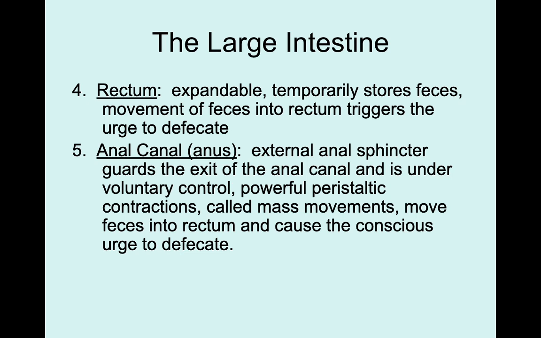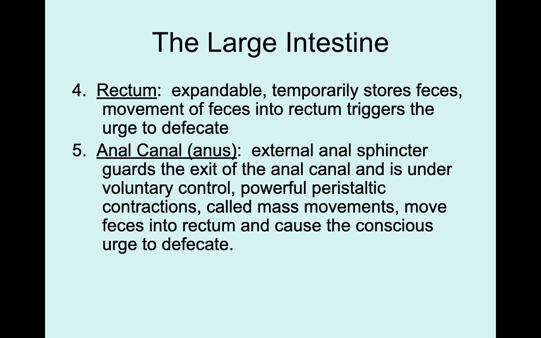The peristaltic contractions in the esophagus, stomach, and small intestines are not as powerful, and they're more continuous. Whereas in the large intestine, these peristaltic contractions are much more powerful, but they don't happen all the time. They happen in spurts to move the material along. And so they're called mass movements.